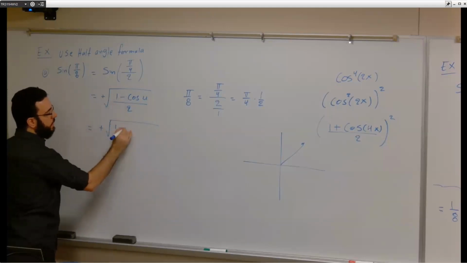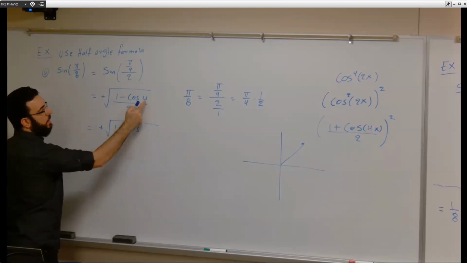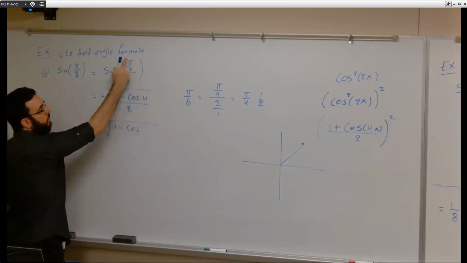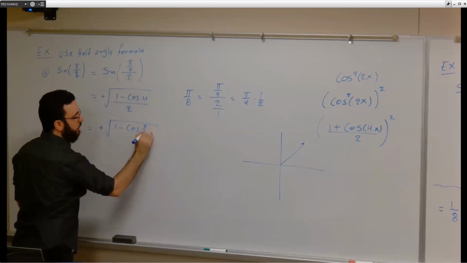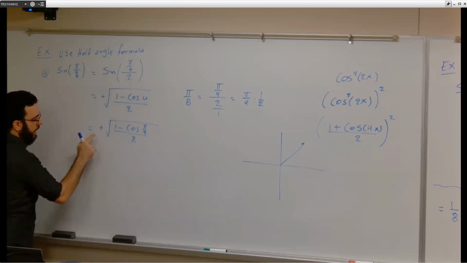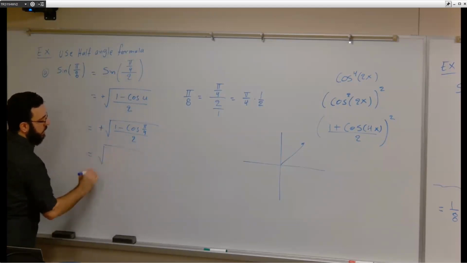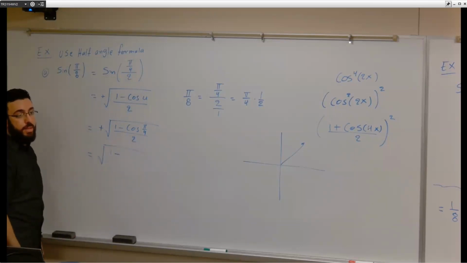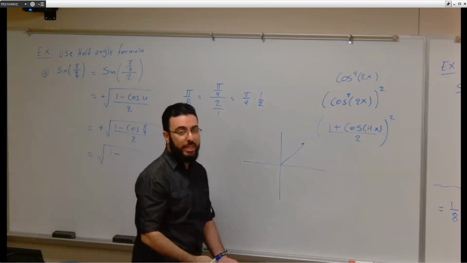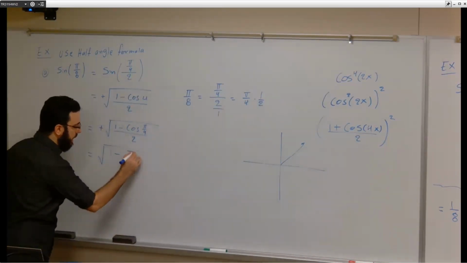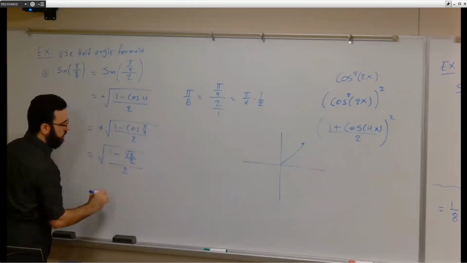1 minus cosine, the u is equal to what? Pi over 4. So this is the u. So pi over 4 divided by 2. I'm not going to write down the positive because it's positive. So 1 minus how much is cosine pi over 4? Do you know the cosine of pi over 4? Yes, which is square root of 2 divided by 2, and everything divided by 2.